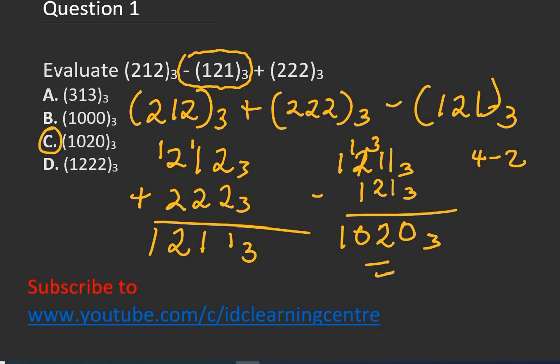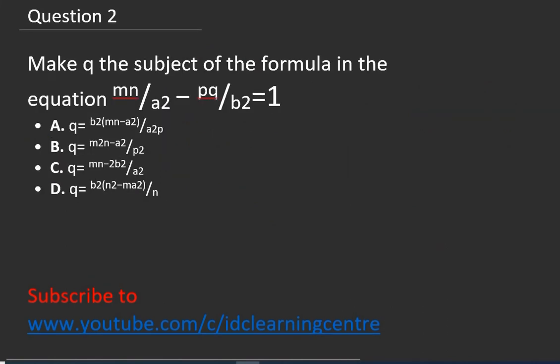Alright, so even if they give you a question on other bases, please, this is what you are expected to do. Question 2. Make q the subject of the formula in the equation mn divided by a squared minus pq divided by b squared equals 1. So the first thing I'm going to do is to try and make the q stand alone. Therefore, I'm going to move this to the right hand side and move 1 to the left hand side. Reason being that I want to try as much as possible to make q stand alone.